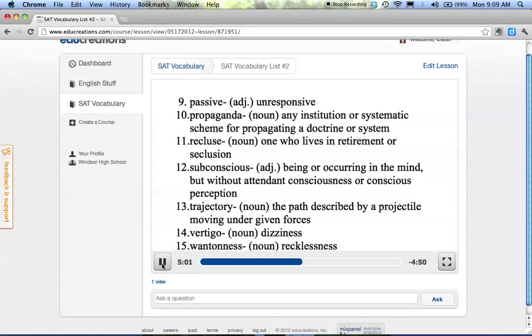A lot of people talk about the importance of the subconscious and what happens in our subconscious, the things that happen in our mind when we don't realize anything's happening.